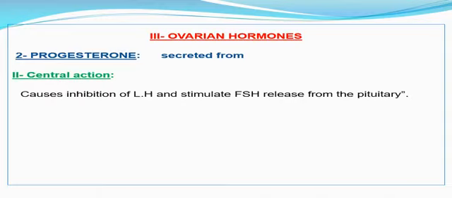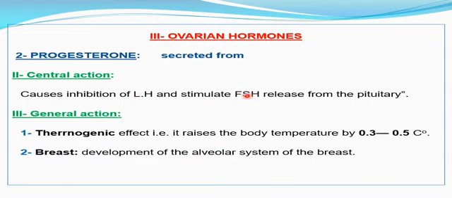Then, progesterone centrally inhibits LH and stimulates FSH, and on the general effects, it causes increased body temperature by about 0.5 degrees centigrade, so it has a thermogenic effect. A female should experience a normal increase in body temperature during the second half of the cycle.